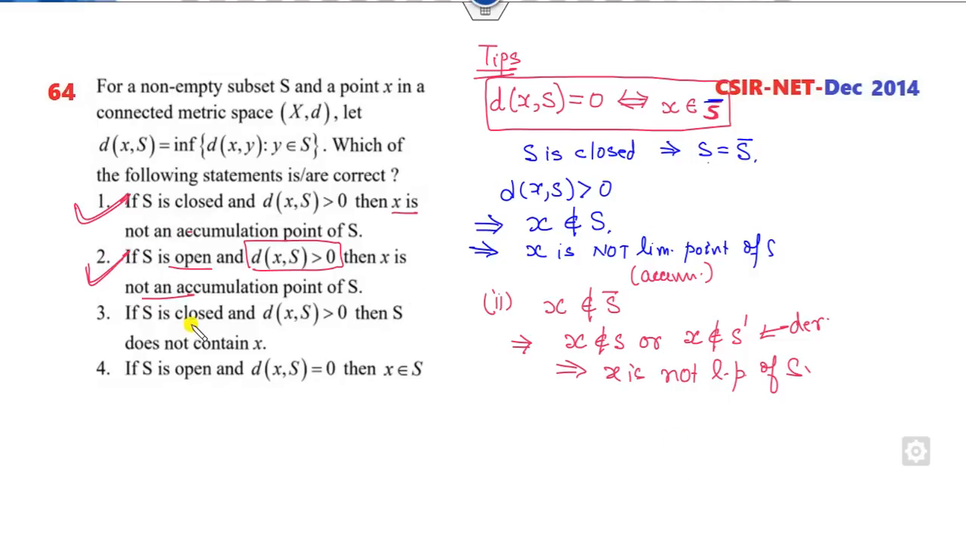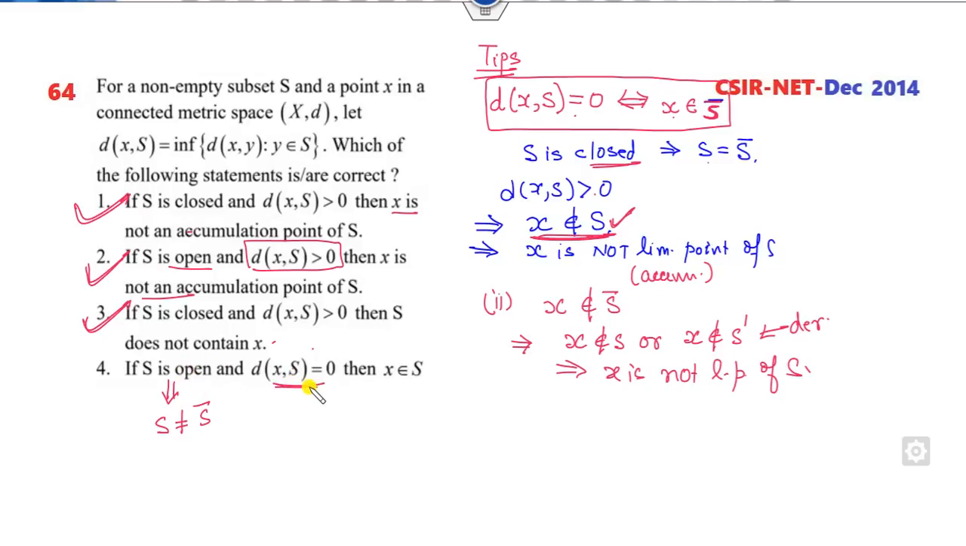So the third option is S is closed, and this is greater than 0. Again S is closed, it is greater than 0, x is not there, S does not contain x, so that is again here, fine. If S is open, then this is 0 if and only if x belongs to the S. So look at that, S is open, it means S is not equal to the S complement, fine. Once S is not equal to the S complement, it means this will not be 0.